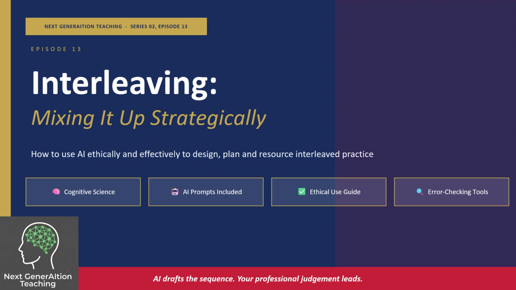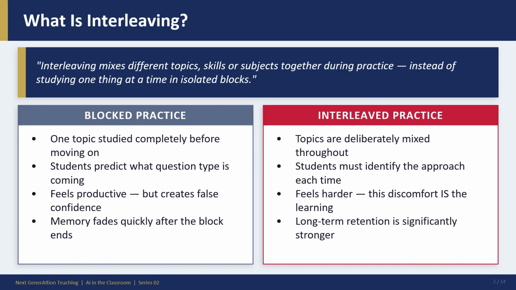It's one of the most robustly evidenced learning strategies we have, but it's also one of the most underused because, as we see, it works precisely because it feels uncomfortable. And we're going to look at exactly how AI can help you plan and resource it quickly and ethically. In this episode, you'll get the research base, a clear explanation of why it works, direct practical strategies for every subject, 6 ready-to-use AI prompts you can take away today, an ethical use framework, and a checklist to catch errors before they reach students.